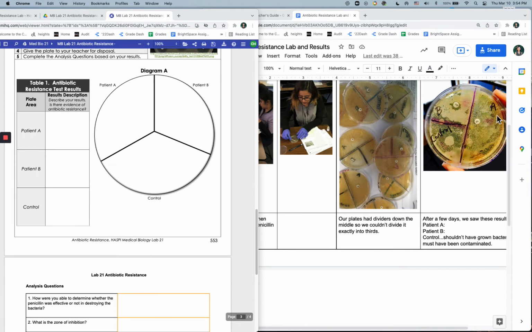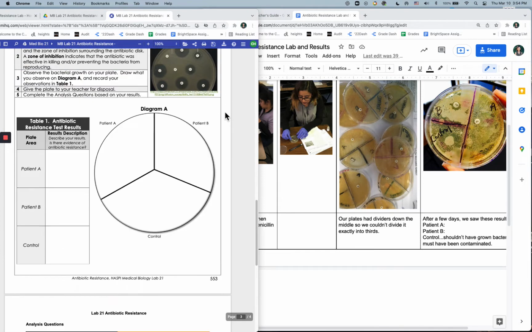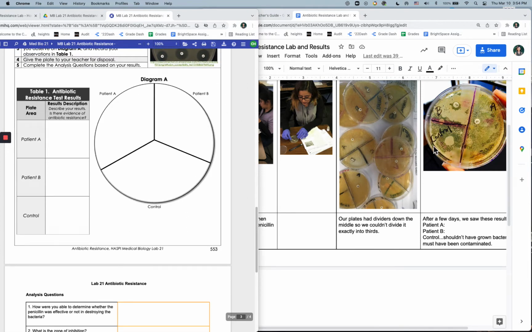So now we're going to look at the growth on our plate and draw what we observe. So we're going to pretend this is our plate, and here's patient A, and here's patient B. Our results aren't as pretty as this one, and here's our control. So you can sort of shade in your results based on this picture. I guess this was the best one I had, but you can see that the bacteria seems to be growing all the way into the antibiotic right here, whereas here there's a little bit of a zone of inhibition. So this one seems to have been effective on patient B.